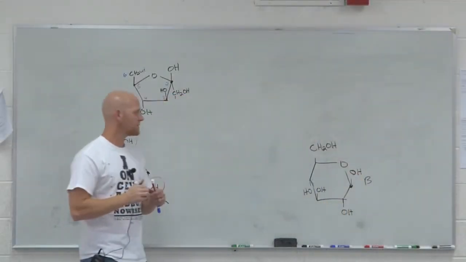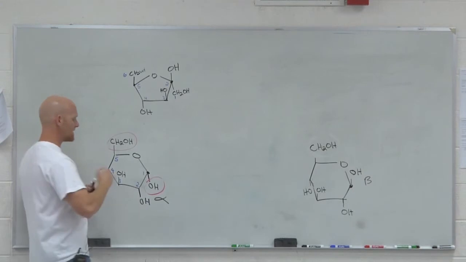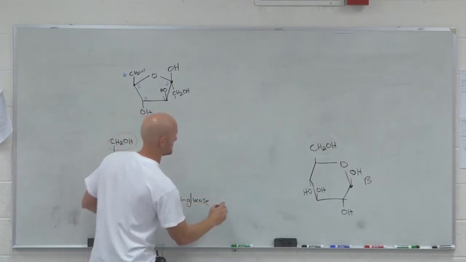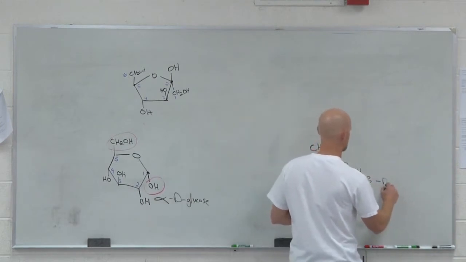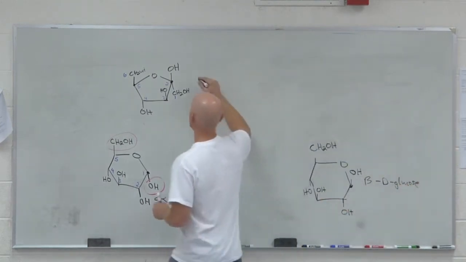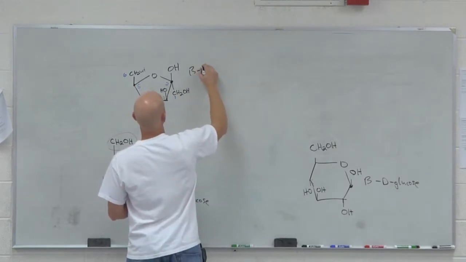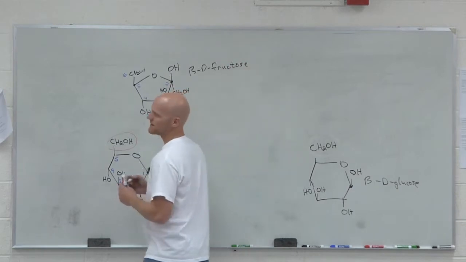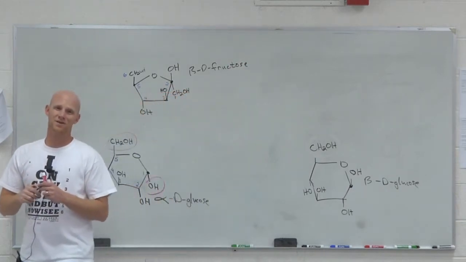All right, so I wanted to keep a couple of monosaccharides on there. Here we have alpha D-glucose. Here we have beta D-glucose. So, and here we have beta D-fructose. These are all examples of what we call monosaccharides.